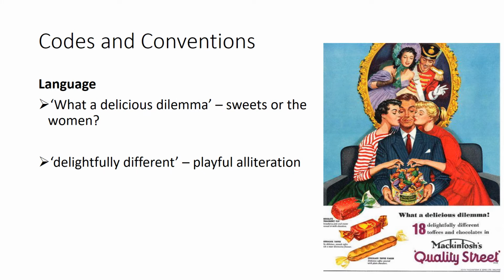In terms of language, looking at the two captions is important. "What a delicious dilemma." This is an interesting one because we have to ask ourselves, is that statement referring to the man and the women or the sweets themselves? Not only does he have a choice of which sweet he wants, but also, seemingly, he has a choice of which woman he wants too. "Delightfully different" uses a playful alliteration, causing a light-hearted, almost flirtatious tone, which very much anchors the main image.